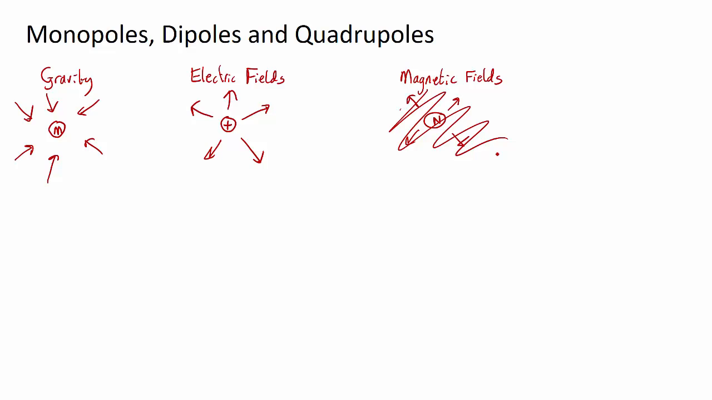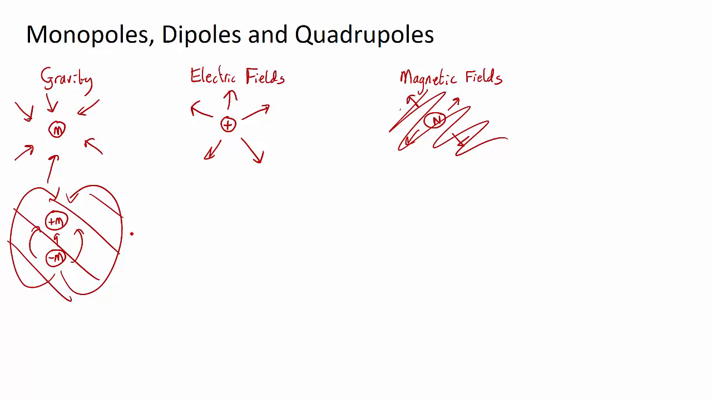That's the simplest field. The next step up would be a dipole field. So let's say you had an object with a mass of plus m and a mass of minus m. Now that does not exist. There's no such thing as negative mass. As far as we know, even antimatter has positive mass. But if you did have this, you'd have a gravitational field that went something like this. But those don't exist. You do, however, have electric dipoles.